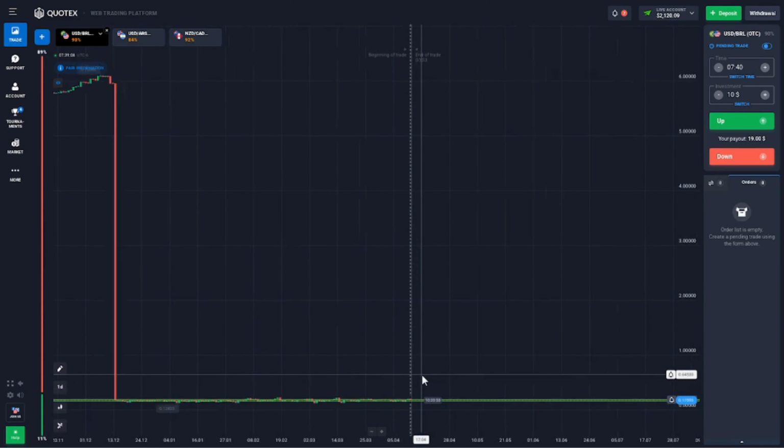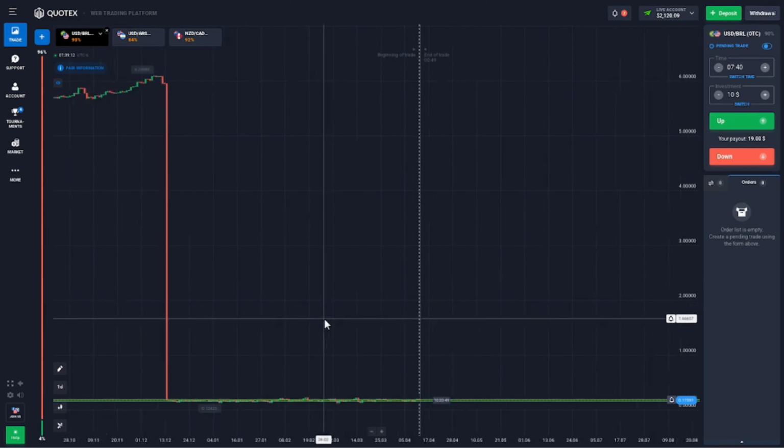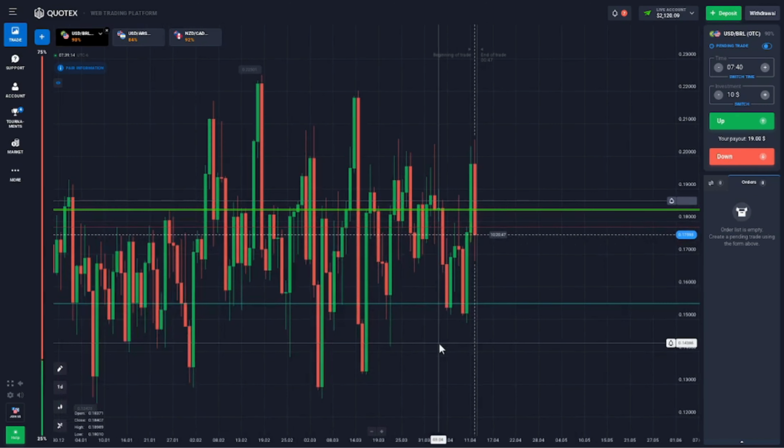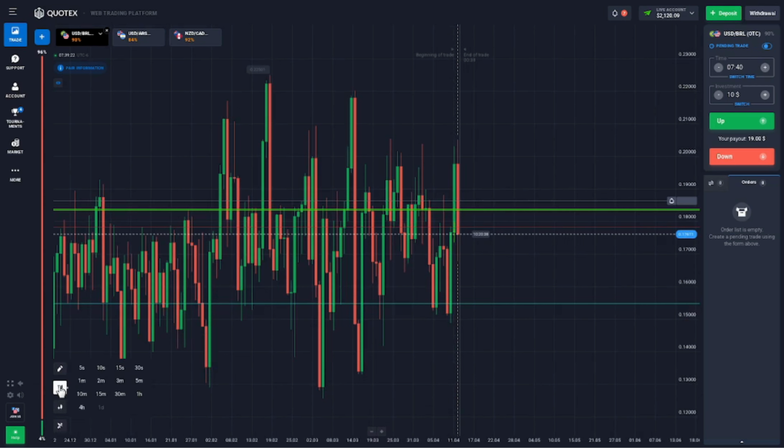Daily chart. This chart shows the price movements of an asset over a 1-day period. It is commonly used to identify long-term trends and potential support and resistance levels. The time frame a trader chooses to study is usually dictated by the individual trader's personal trading style.